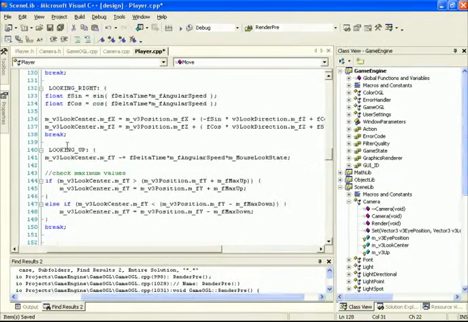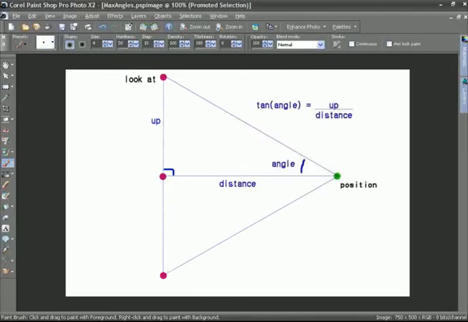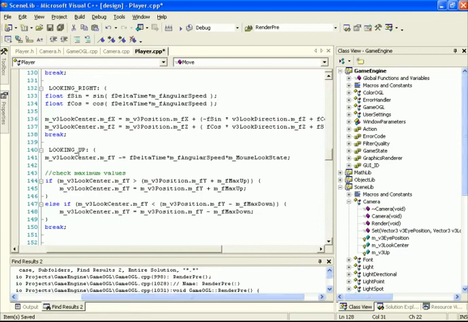To look up, what we do is we take our center point and we're going to be sliding it up and down. Remember, I was talking about that here. We're taking the position of the point that we're looking at, and we're just going to slide it either up or down to figure out how high up or how low down we're going to be looking. So to do that, we're going to take our center point and we're going to offset it by the delta time times the angular speed and the looking state.